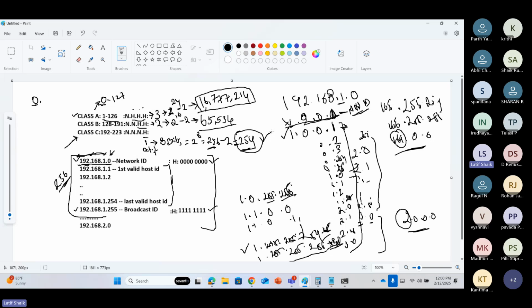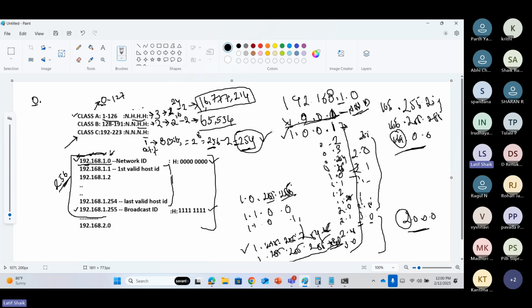Now if your devices become 1,000, class B. 5,000, class B. 50,000, class B is better. 60,000, class B is better. 70,000 devices, class B is not enough. Then class A, because class A gives 16 million. That means almost 1.6 crore devices we can connect.